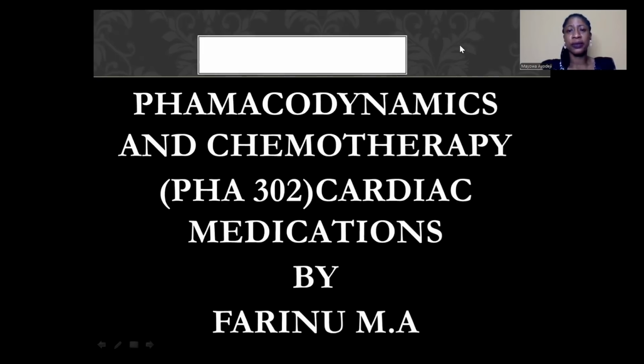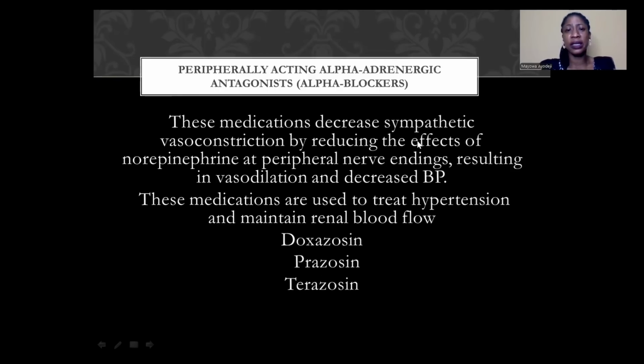Cardiac medication. Cardiac medication is very broad, but we'll talk about both the ones that are common and the ones that are not common. So we are starting with peripherally acting alpha-adrenergic antagonists, which are also known as alpha blockers. So what does this medication do? How does it act? The examples of this medication we have are doxazosin, prazosin, and terazosin.